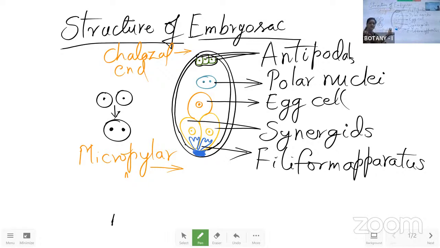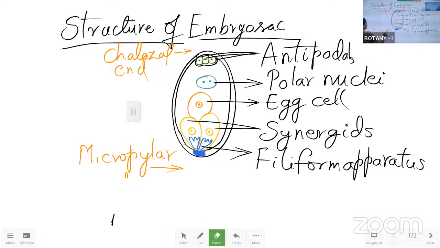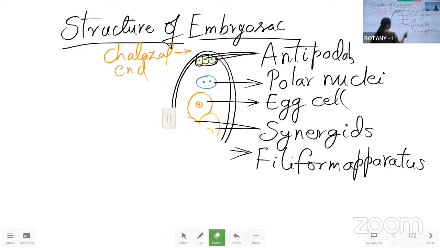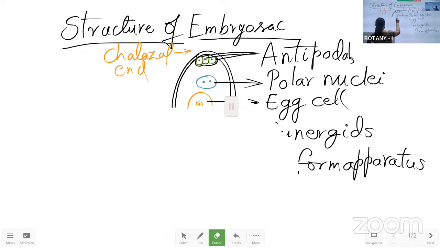So it is the easiest LQ we can say in the botany subject itself. So prepare well with the diagram so that we can easily go with the explanation part. Okay, so now we will go with the next question, next LQ.